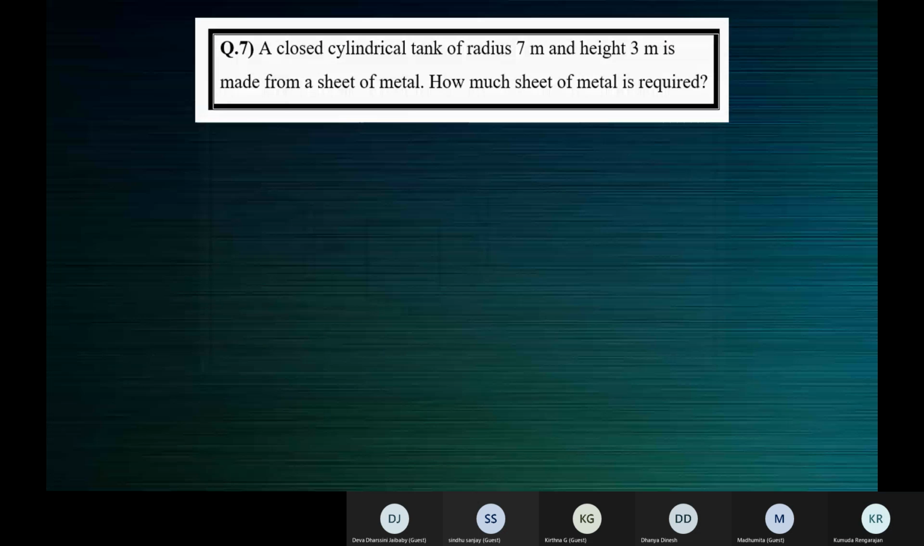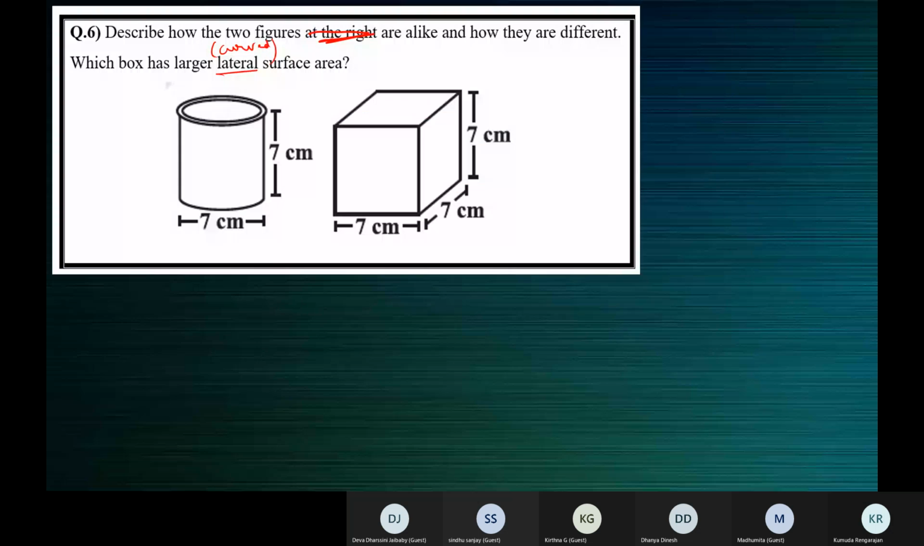Let's do it now. They are alike because both of them are solids, and they are different because a cuboid has rectangular faces while the cylinder has curved faces. You can say that the cuboid has corners while a cylinder does not have any corner. The two figures are alike because both are solids. They are different. A cuboid has corners.